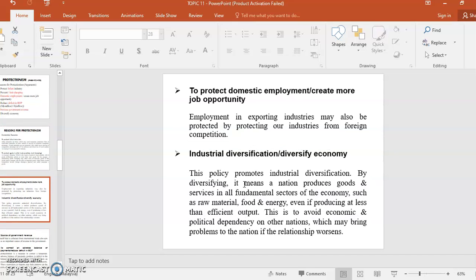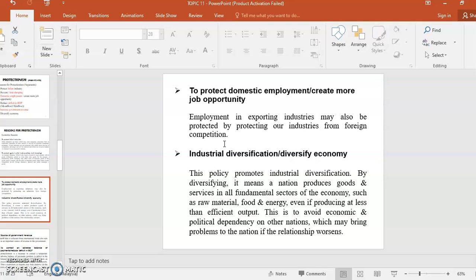Okay. To protect domestic employment and also create more job opportunities. So employment in exporting industry may also be protected by protecting our industries from foreign competitions. Maksudnya bila kita ada protectionism, kita boleh jaga in term of unemployment dalam Malaysia lah. Kita boleh create more job opportunities.